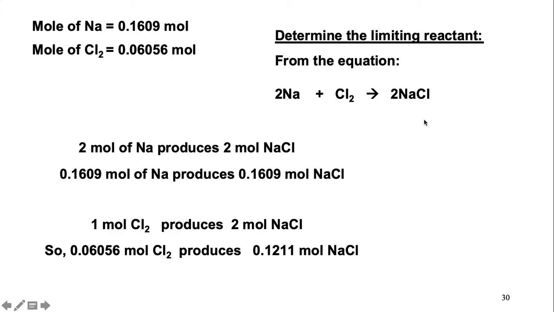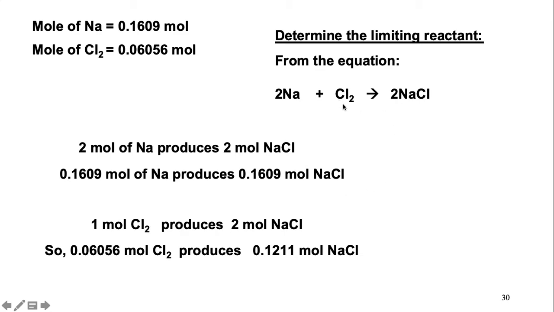So to determine the limiting reactant, it is the reactant which produces the smaller number of mole of product. If you compare with the equation, you have 2 mole of sodium produces 2 mole of sodium chloride. And then the actual number of mole of sodium, 0.1609 mole of sodium, produces 0.1609 mole of sodium chloride.